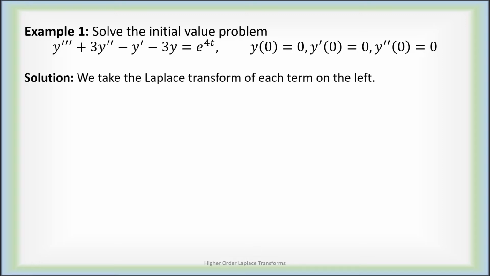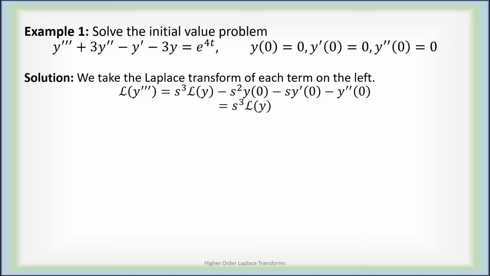We're going to take the Laplace transform of both sides, so we start off on the left. The Laplace transform of y''' is as follows. We start off with s cubed times the Laplace transform of y, then we subtract a bunch of terms, starting with the next lowest power of s. So from s cubed, we go to s squared times y(0), s times y'(0), constant times y''(0), and now we're done. Because y(0), y'(0), and y''(0) were all given as initial values to be 0, this simplifies very much to just s cubed times the Laplace transform of y.